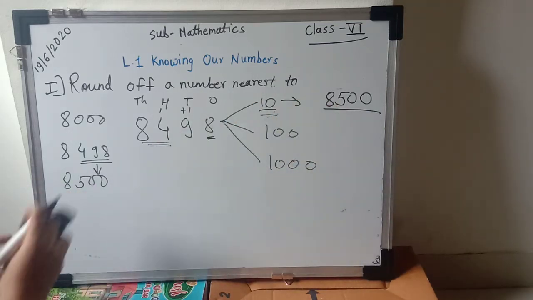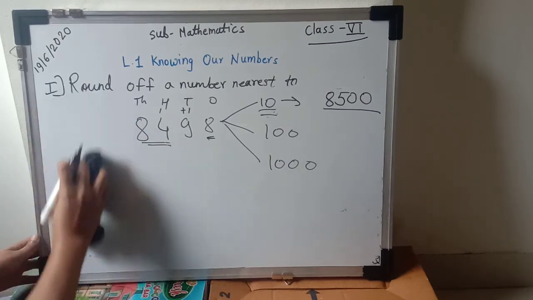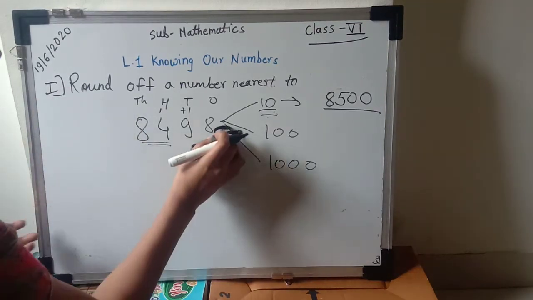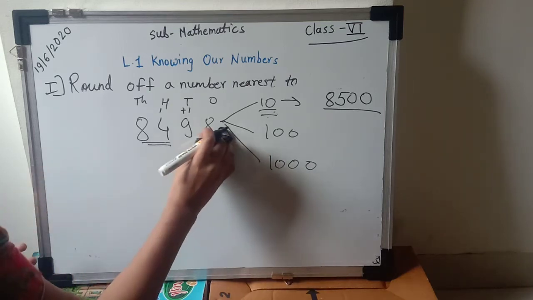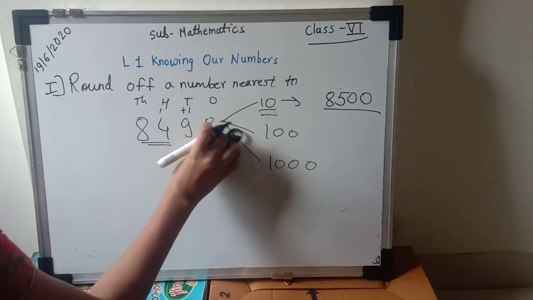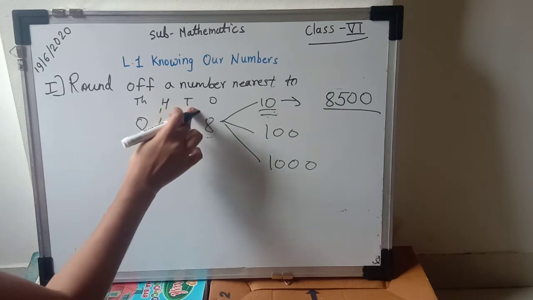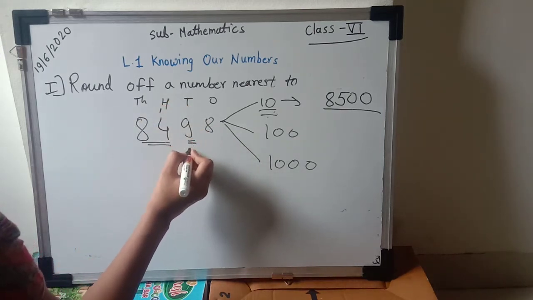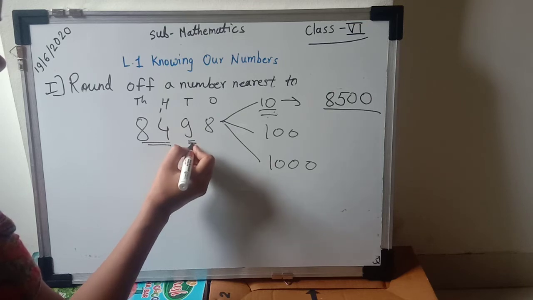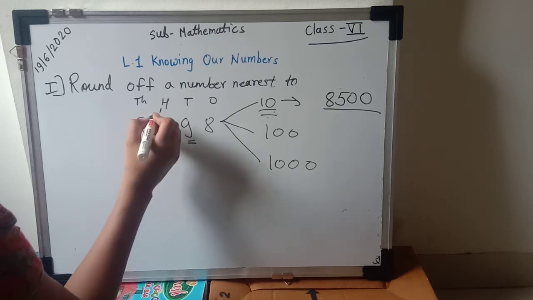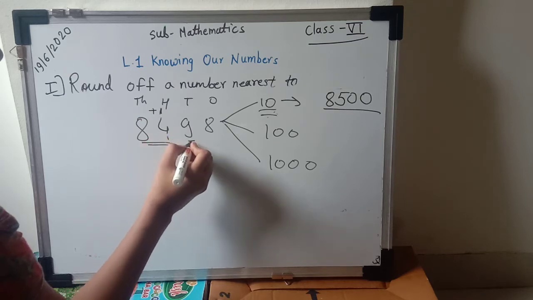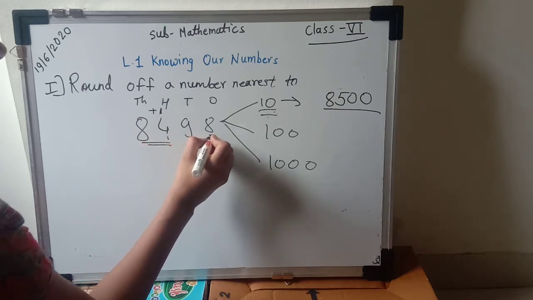So this number is nearer to this number, and when we rounded nearest to 10, we got this number. Now let's see how to round this number nearest to 100. Which place do we have to see? That is the tens place. On the tens place, 9 is there. 9 is more than 5, so increase the hundreds digit by 1 and replace the ones and tens digit by 0.